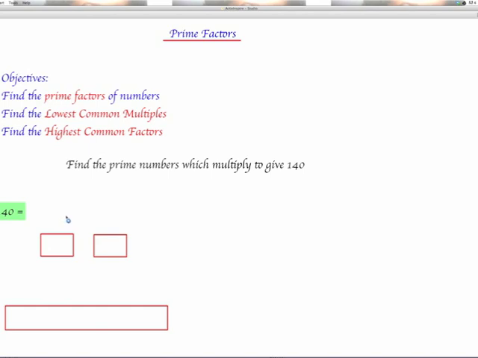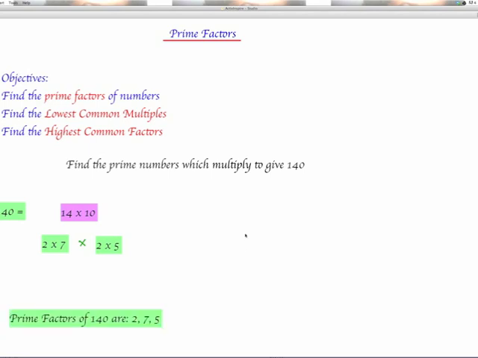So if I think of the numbers which I can multiply together to give 140, I can have 14 times 10. But 14 and 10 are not prime numbers, so I can break each one down. So the 14 I can write as 2 times 7, and the 10 I can write as 2 times 5. Now we have a set of prime numbers, so 2, 7, 2 and 5 are all prime numbers. So if I multiply them all together, I get back to 140. Okay, so the prime factors of 140 are 2, 7 and 5.